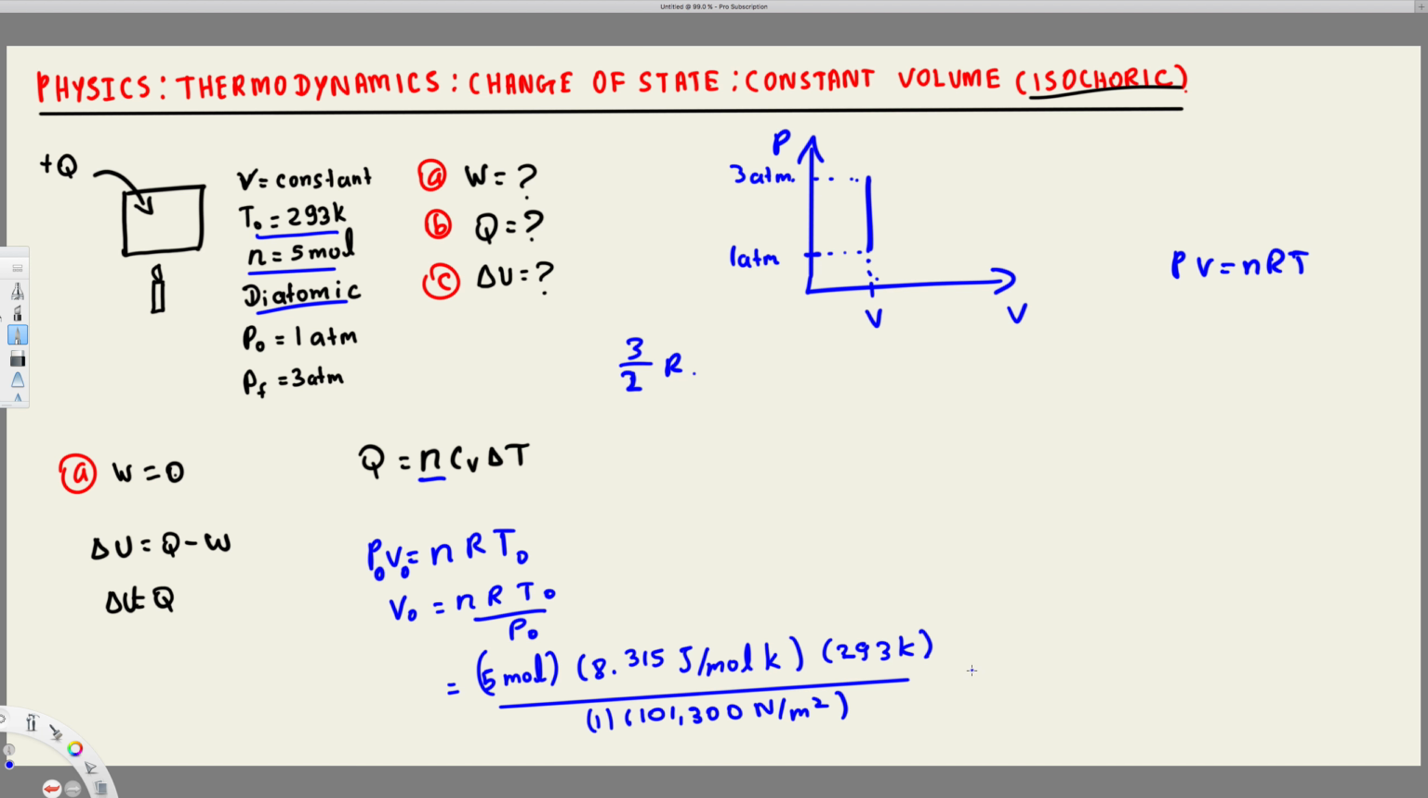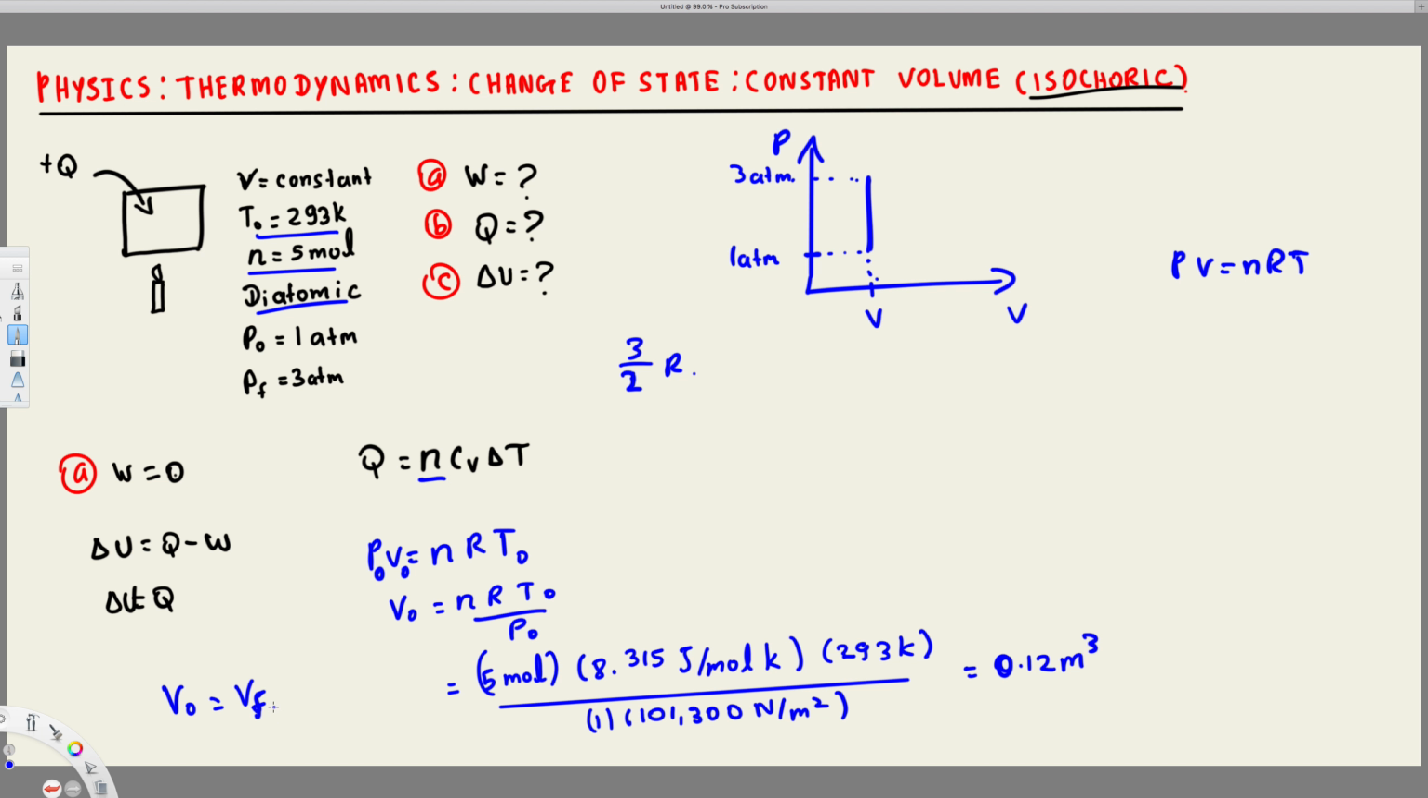And if you calculate this value, you will get 0.12 meter cube, right? So now we found out the initial volume. So this is going to be equal to final volume too, because volume is constant. So V0 is equal to Vf.